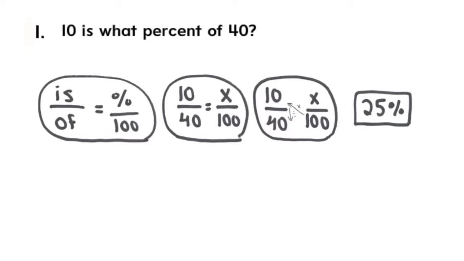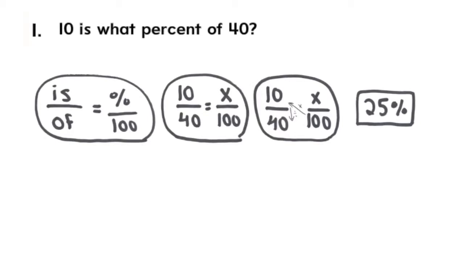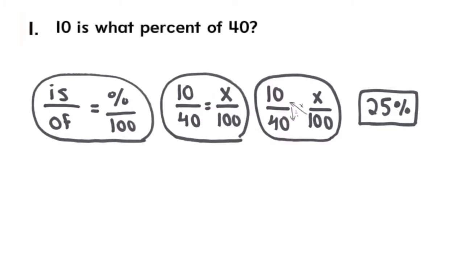So if you look at the center circle here, you have your proportion. It's set up. And now we use what I mentioned in previous videos, the triangle trick, to find the missing number. So you would multiply across diagonally 100 times 10 and divide by 40, your leftover number. Your answer to that goes in place of X. And if you refer to that formula on the left, you'll notice that that is a percent. So you would write 25%.